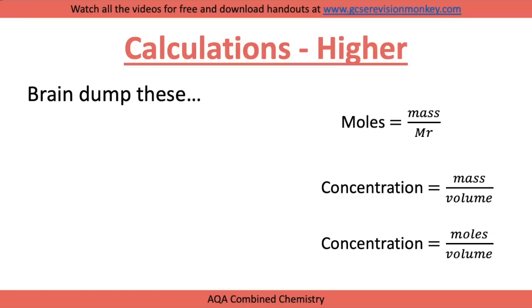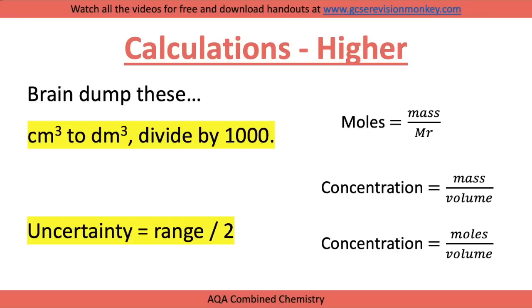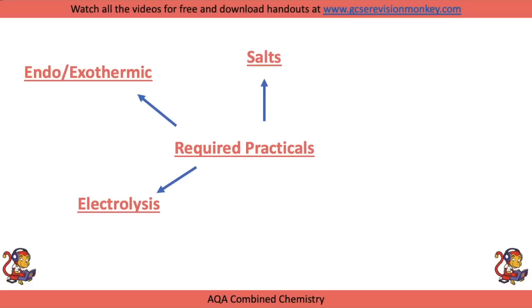Later in the video I'll explain how they might be connected to give perhaps a 5 or 6 mark calculation question. As well as those, remember the conversion of centimetres cubed to decimetres cubed: divide by 1,000. If you think you're going to forget that, brain dump that when you go into the exam. And because it can come up on any paper, the equation for uncertainty is range divided by 2. The required practicals for combined science are salts, endo and exothermic reactions, and electrolysis. So do take time to learn these properly because they'll be worth 15% of the marks in the exam.